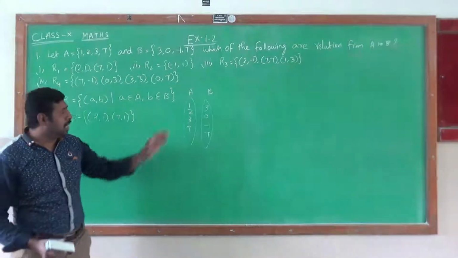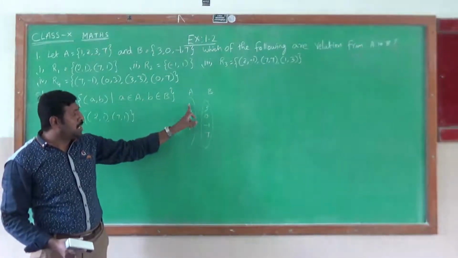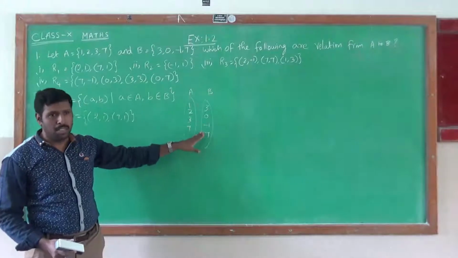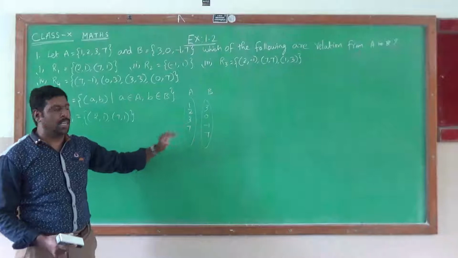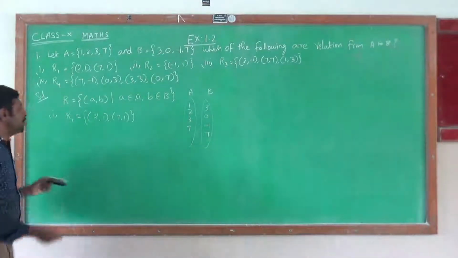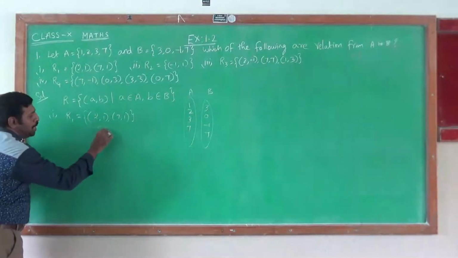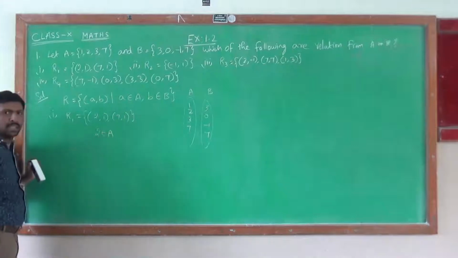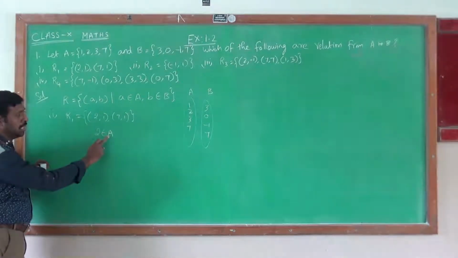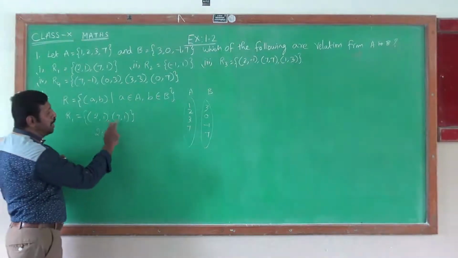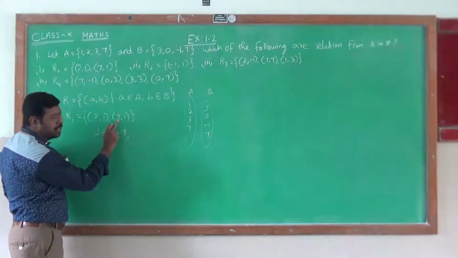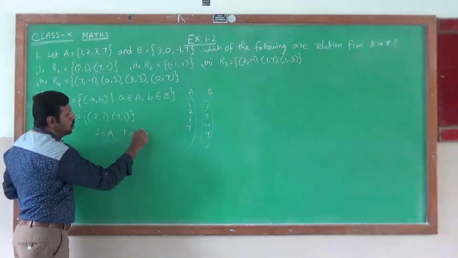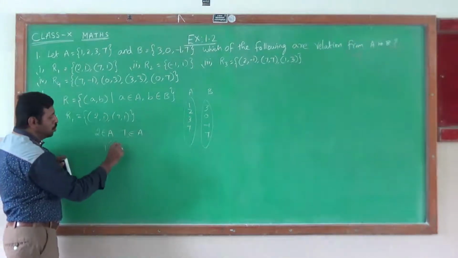Now we have to find the Cartesian product, which means 1 is mapping with each and every element of the second set, right? And 2 is also mapping with each and every element of the second set like this. Now we compare this. 2 belongs to A, right? The first element belongs to A and the second element belongs to B. Here 7 is the first element, belongs to A, and then 1 belongs to B.